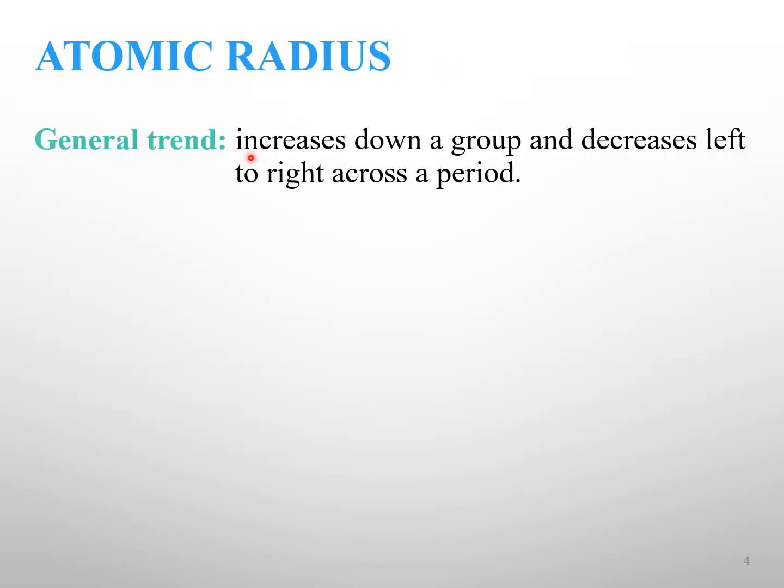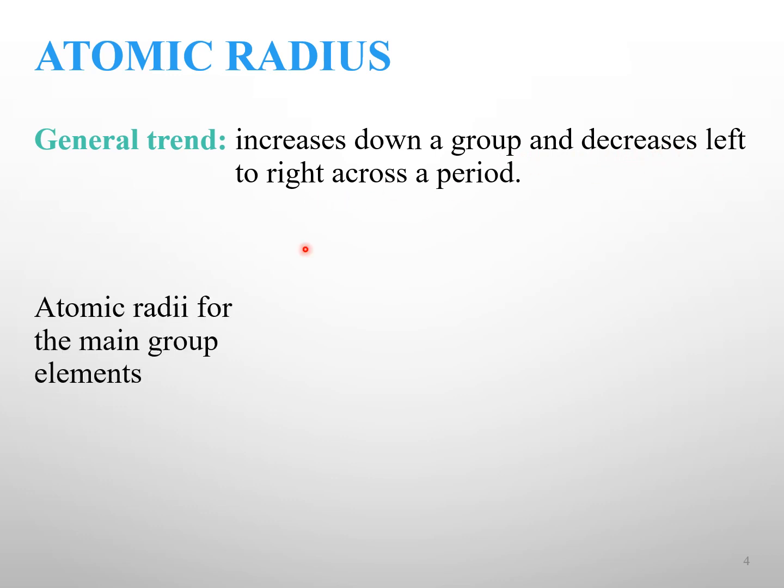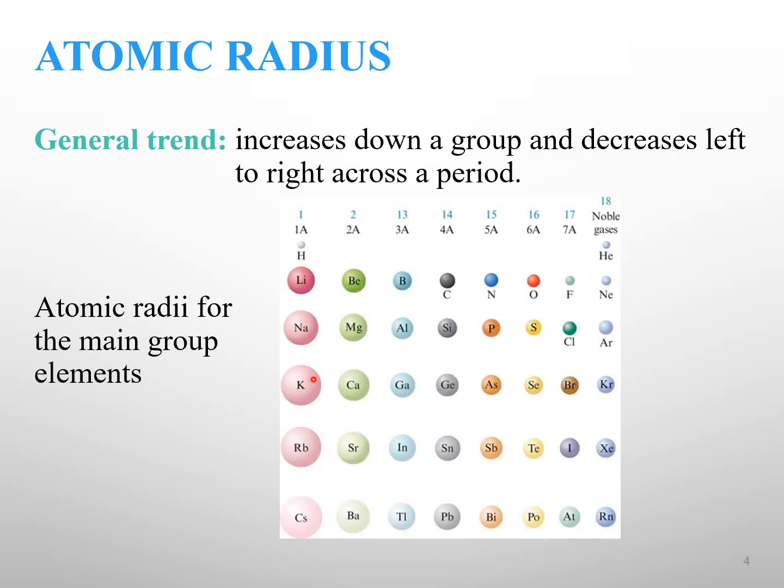In general, atomic radius increases as you go down a group, and it decreases when you go from left to right across a period. So as you go down, it gets bigger this way, and as you go right, it gets smaller. The reason is that over here, we're having more and more layers of electrons, the level n. This is level 1, 2, 3, 4, 5, 6. It gets bigger and bigger.